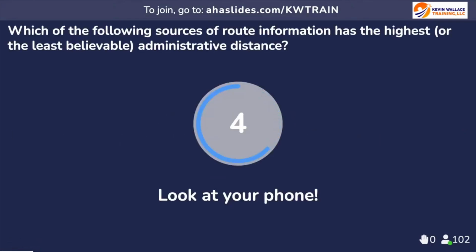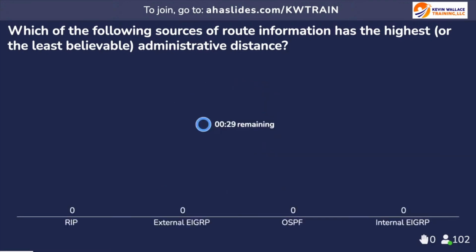Which of the following sources of route information has the highest, or in other words, the least believable administrative distance? Is it RIP, external EIGRP, OSPF, internal EIGRP?